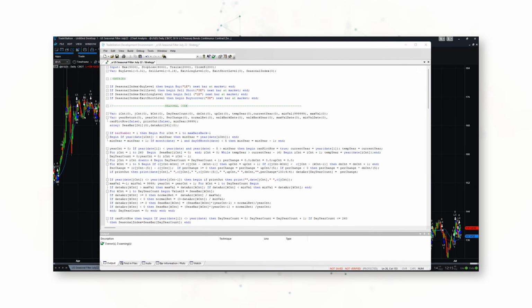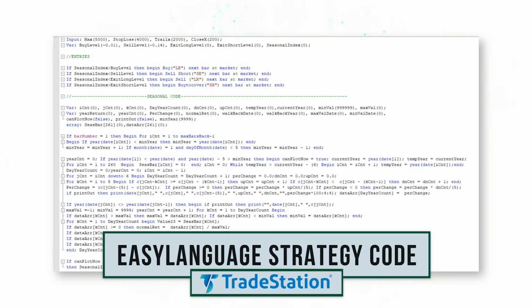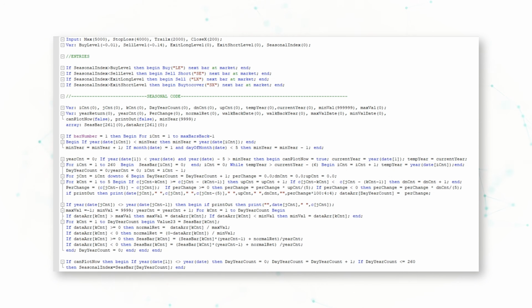So if we jump into the EasyLanguage code behind this long bond strategy, we can see we're already starting on a pretty complicated note. This is at its core a seasonal strategy. It's a seasonal long bond strategy. So there's this code here that is determining the long-term seasonal trend in the long bond market. And then for our first entries, if the seasonal index is above a buy level, it is buying to get long bond futures. And if the seasonal index is below a sell level, the system is selling short bond futures.